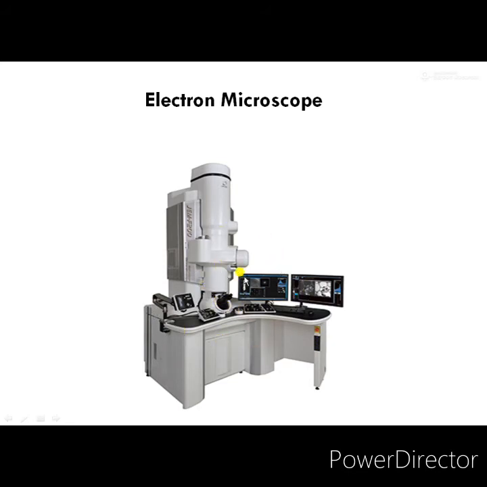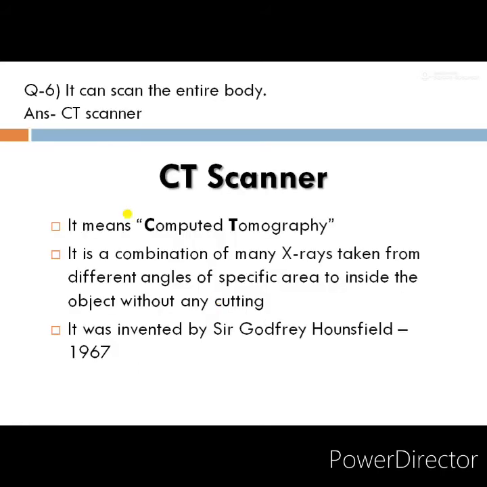Now we will move to the sixth question. The question is, it can scan the entire body. So, which instrument is used to scan the entire body? CT scanner. CT means computed tomography. It is a combination of many X-rays taken from different angles of a specific area to look inside the object without any cutting. Cutting means without any surgery, without opening our body.